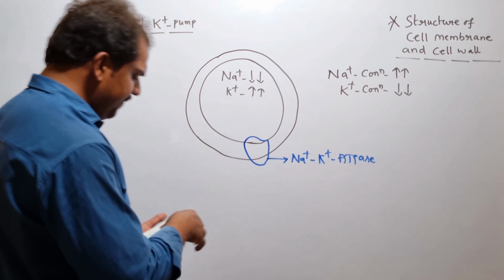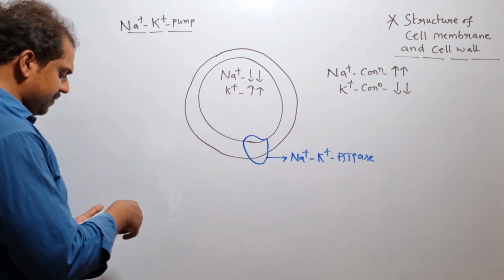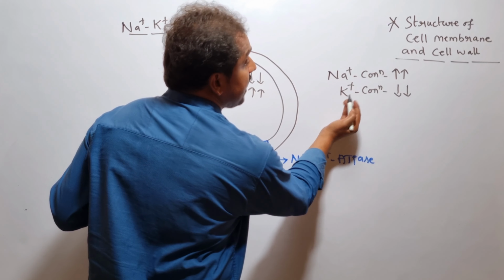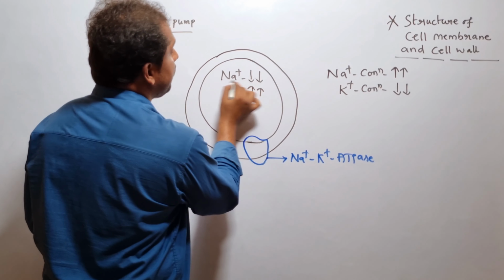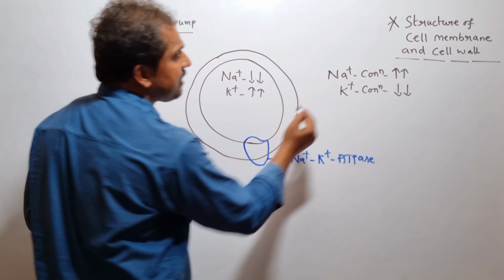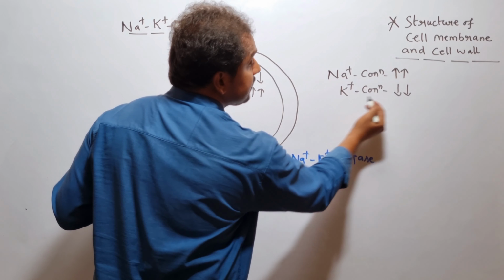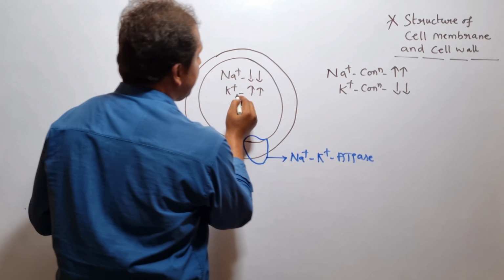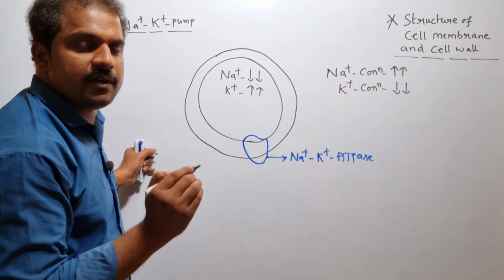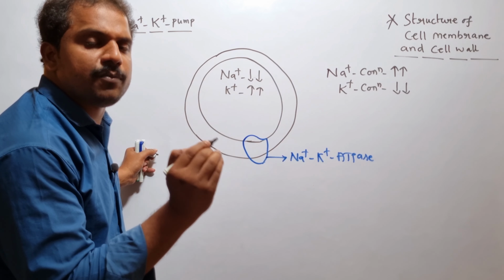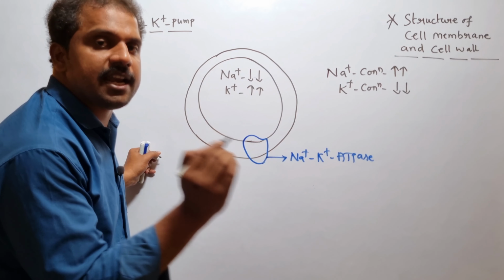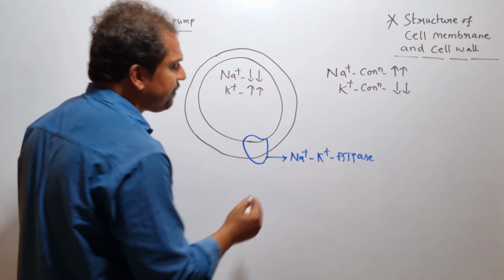So if we consider the sodium potassium pump, the concentration of sodium ion always remains higher on the outer side and lower on the inner side. Is it clear? And in the same way, the concentration of potassium ion remains lower on the outer side and higher on the inner side. So for the successful passage of sodium ion as well as potassium ion against the concentration gradient, a specific protein is required, and here it is nothing but what?